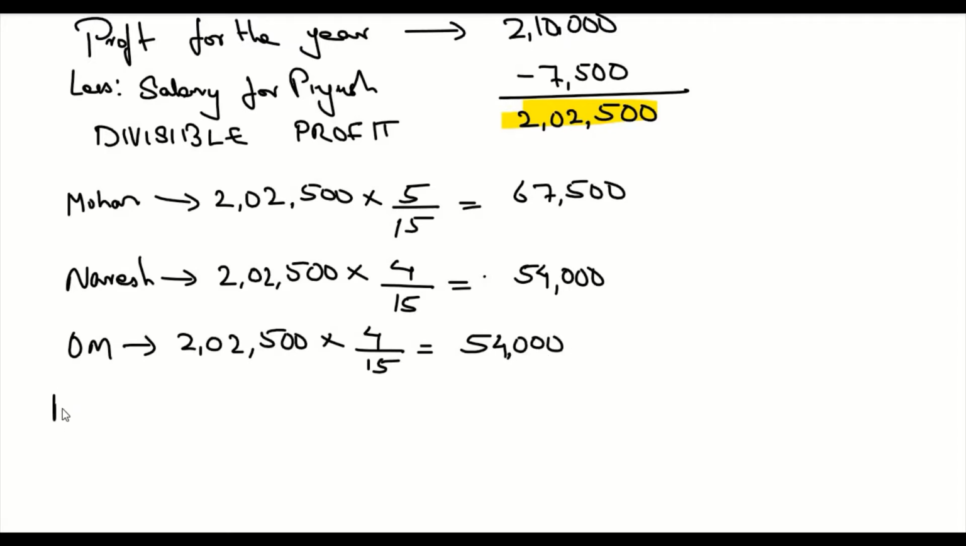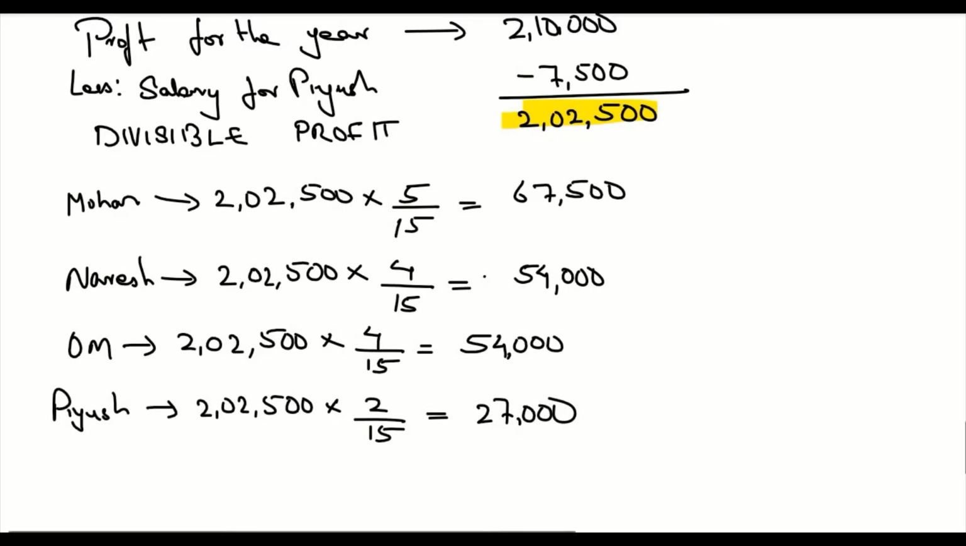Then we have Piyush, it's 2,02,500 multiplied by 2 by 15. That is equal to 27,000.